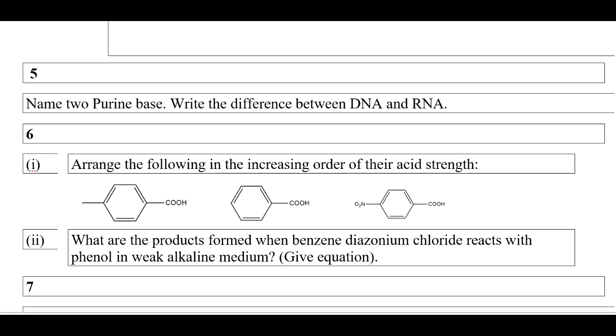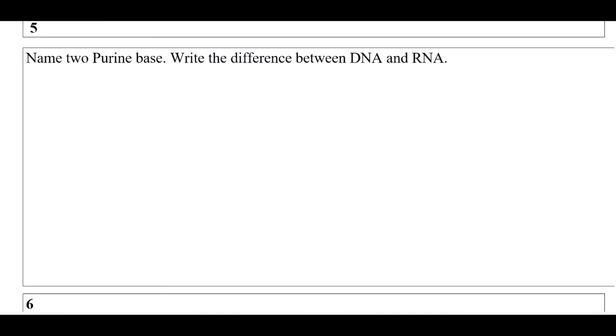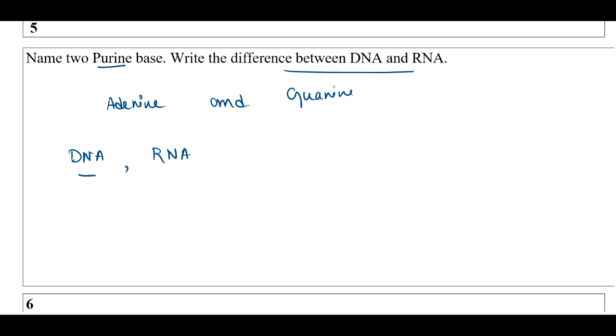Next it is asked, name two purine bases. As you know, in biomolecules we have two types of bases, purine bases and pyrimidine bases. They are adenine and guanine. And we can differentiate between DNA and RNA. The major differentiation can be done by the bases also. In DNA, the pyrimidine base is thymine, but instead of thymine, in RNA the pyrimidine base is uracil.